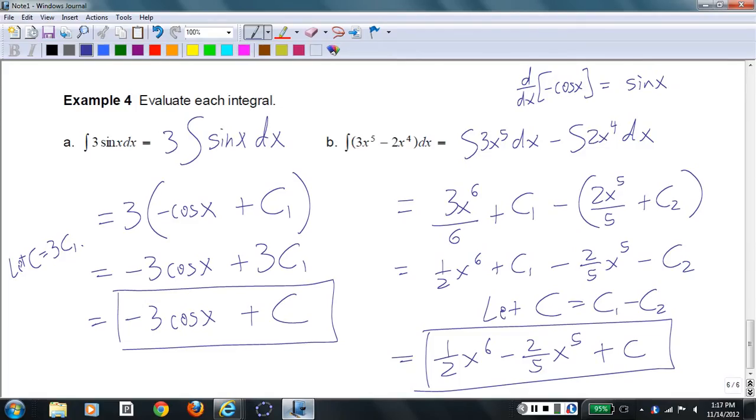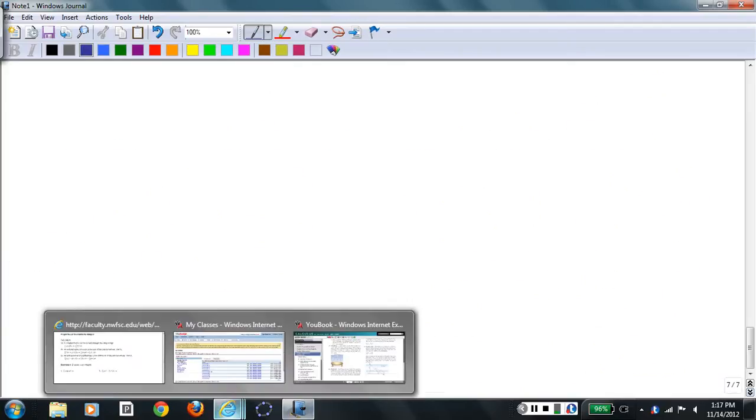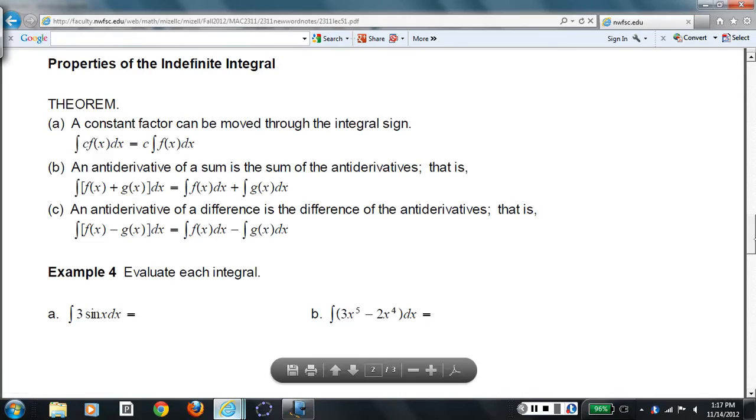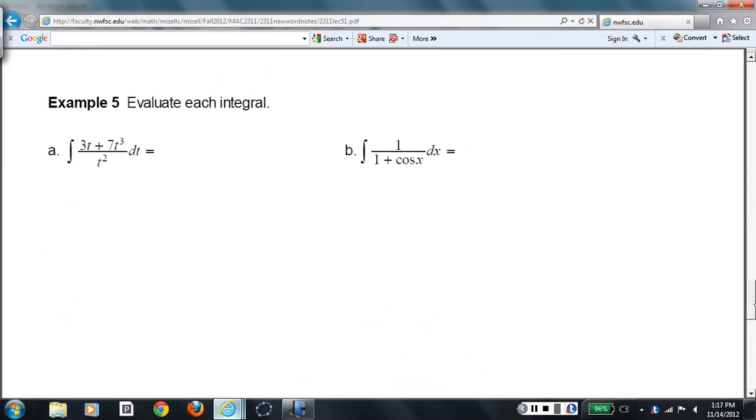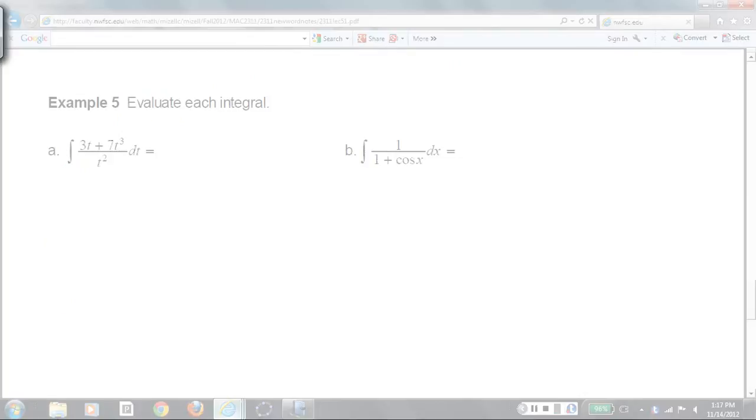The process just says we can use these rules. The integral of the sum is equal to the sum of the integrals. The integral of the difference is equal to the difference of the integrals. And so we can integrate term by term, just like we can differentiate term by term. And it greatly expands the scope, the kinds of functions we can integrate.